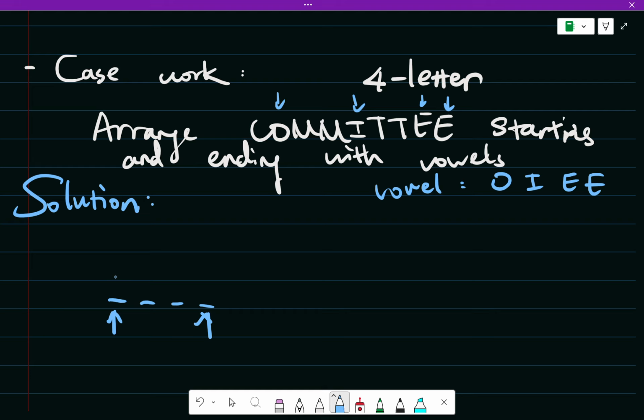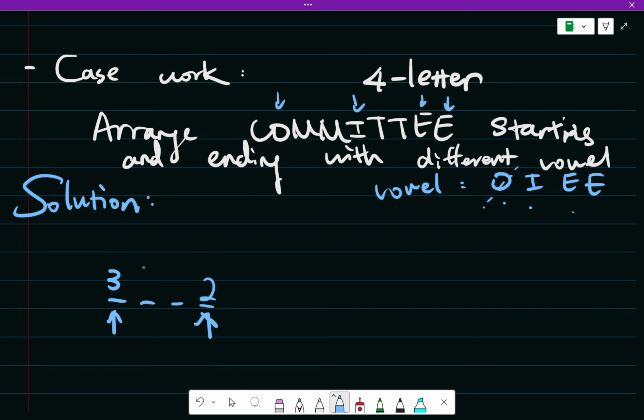Someone will say it's 4 possibilities, but I'll argue that there are actually 3 possible different letters here, O, I, or E. And then on the last one, the question actually says with different vowels. So it needs to start and end with different vowels. Therefore, if we've chosen, for example, O, we only have 2 possible vowels, I or E, left to put on the final position.